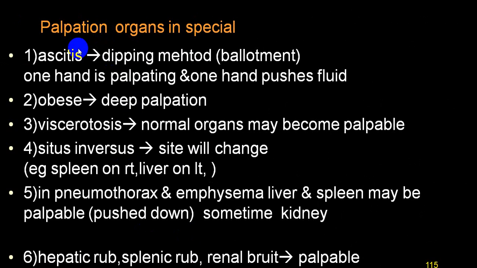So in ascites, the ballottement method is utilized. In obese, deep palpation. Visceroptosis, organ may be palpable in an abnormal area. In situs inversus, spleen will be on the right side, liver will be on the left side. In pneumothorax, liver and spleen can be pushed down and can be palpable. Even sometimes kidney may be pushed down. Hepatic rub, splenic rub and renal bruit, if loud enough, may be palpable and audible.